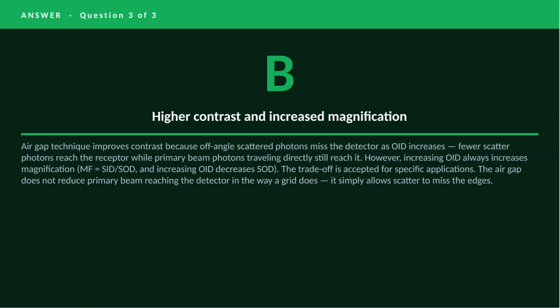Magnification factor equals SID divided by SOD. As OID increases, SOD decreases, and magnification increases. The trade-off is accepted in specific applications: skull work, magnification radiography, where magnification is clinically useful. For routine imaging, a grid is preferred because it improves contrast without adding magnification.